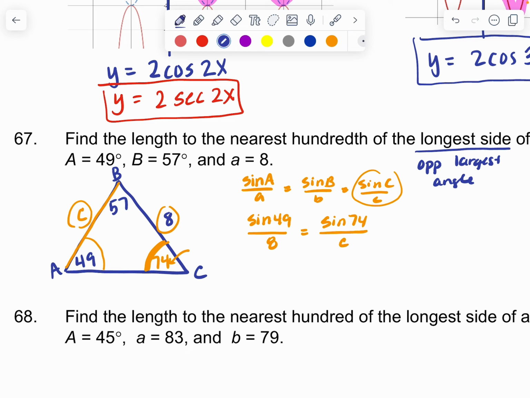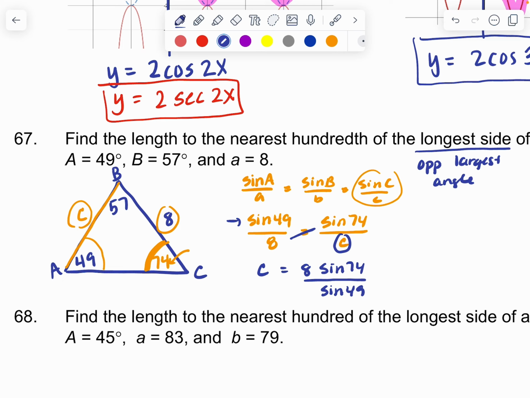And remember the fast way to solve this, I'm looking for c, so I'm literally just going to cross multiply. So that's 8 sine 74, and then just divide by the little leftover, divided by the sine of 49. Now, when you're plugging this into your calculator, please make sure that you are on degrees and not radians. Otherwise, it's going to give you a bad answer. So 8 sine 74 divided by sine of 49.